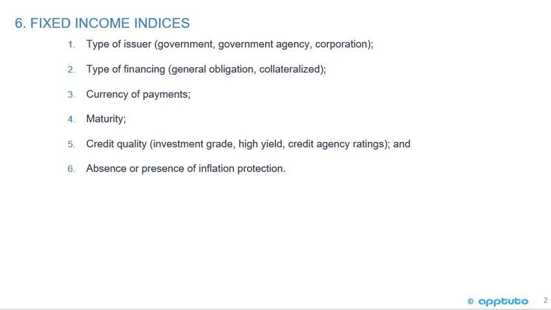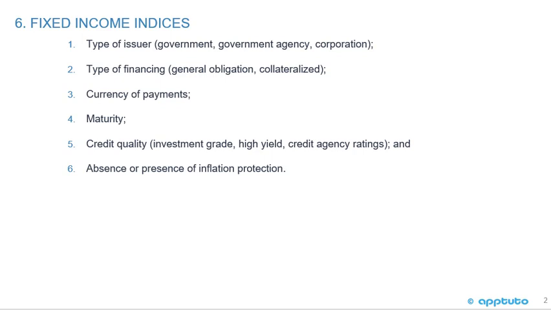And with regards to fixed income indices, some of the differences in the way that they're broken up is, number one, by type of issuer: government, government agency, corporation. So we've seen sovereign governments, US or UK. We've also seen municipal governments in the US, some tax advantage ones. Number two is by type of financing, general obligation, or we saw there's categories for collateralized debt. Number three is currency of payments, US dollars, or might be euros, or Swiss francs, for example.